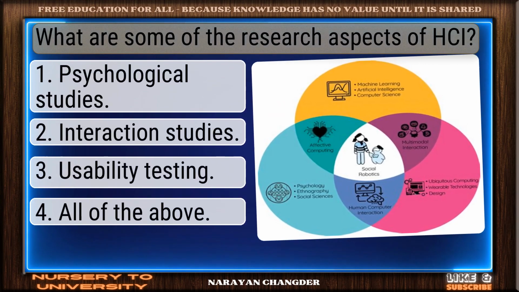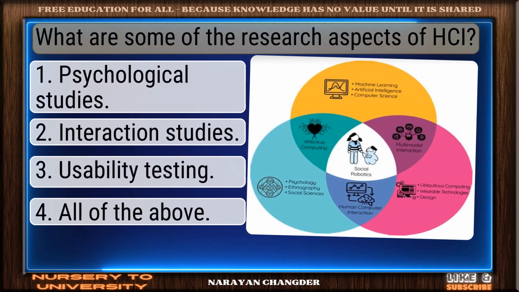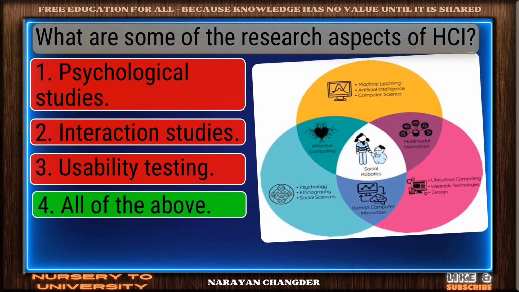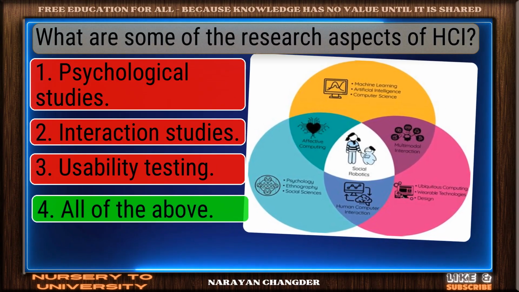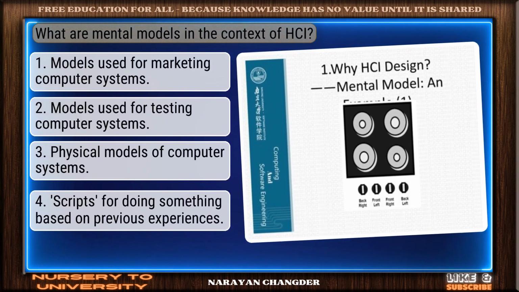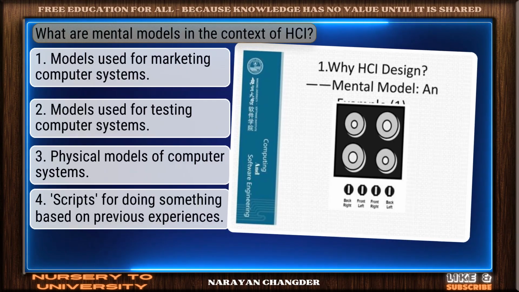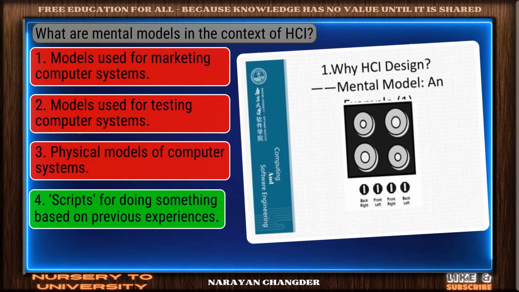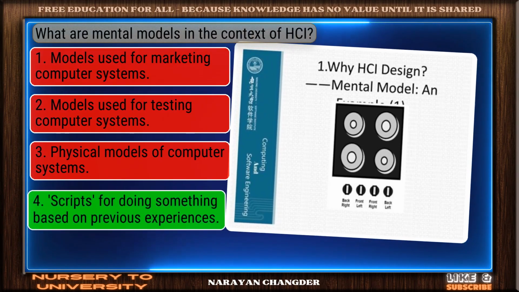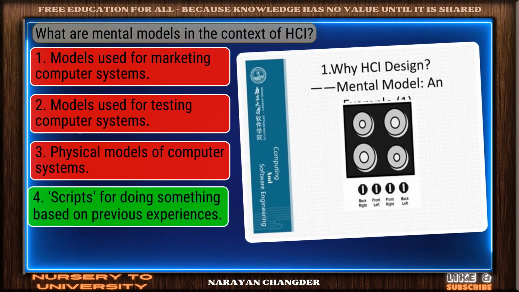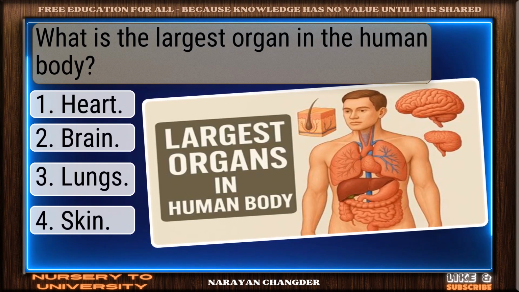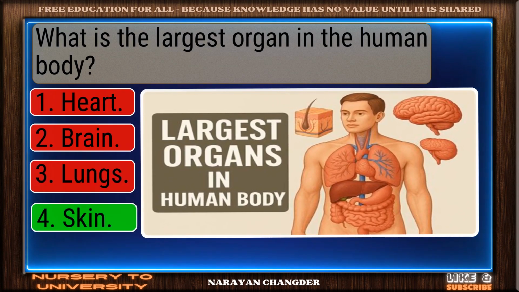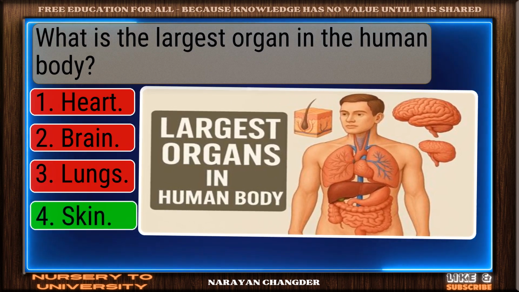Question number 58. What are some of the research aspects of ASCII? Correct response. All of the above is the most accurate answer. Question number 59. What are mental models in the context of ASCII? Well picked. Scripts for doing something based on previous experiences is the correct answer. Question number 60. What is the largest organ in the human body? Well reasoned. Skin is the correct choice.